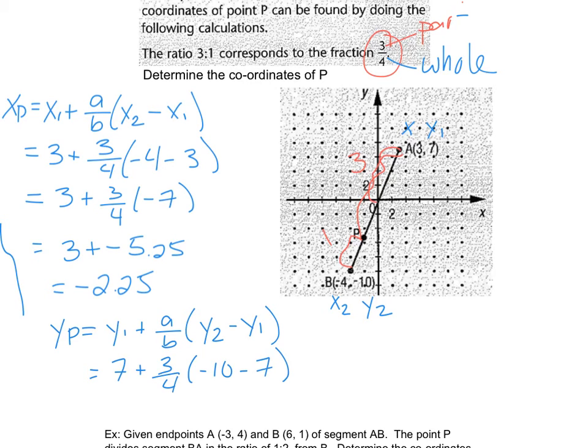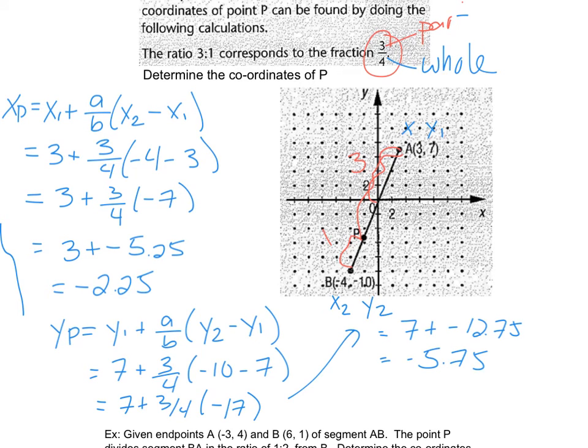I'm going to ask you to pause the video here and try to do this calculation on your own, just to make sure that you're able to do the order of operations correctly. Pause the video, please.